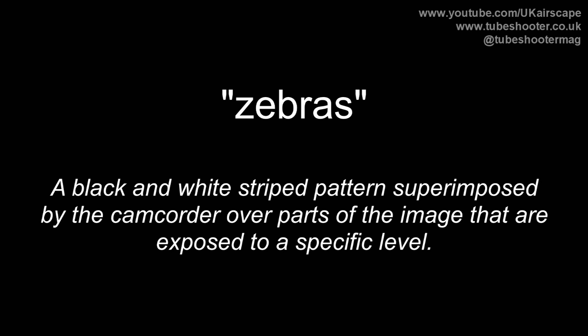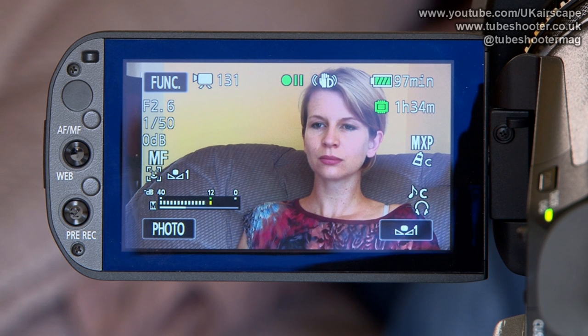And what a zebra pattern is, is a pattern that will be superimposed on parts of the image in the viewfinder where those parts of the image have reached a certain level of exposure. And in that way, you can look at your image and say, well, that part is exposed to that much. That is either a good or a bad thing. So what do I mean by exposure?